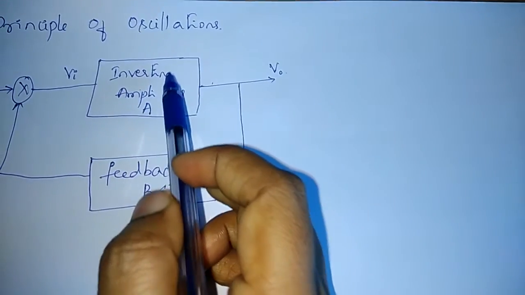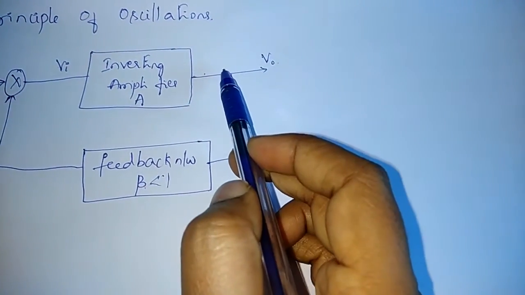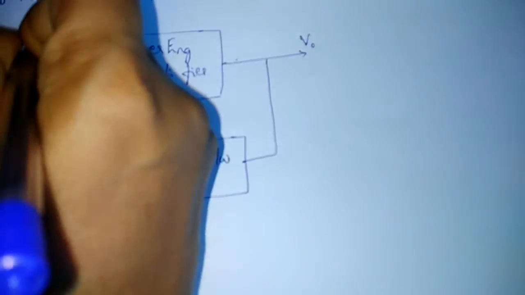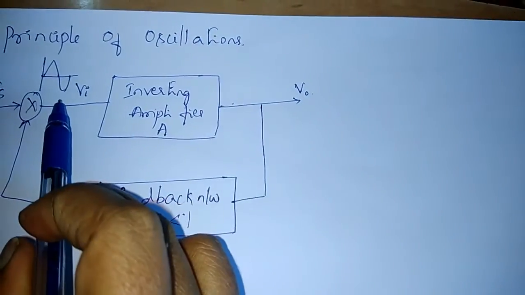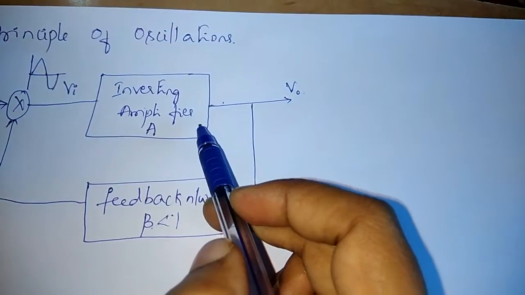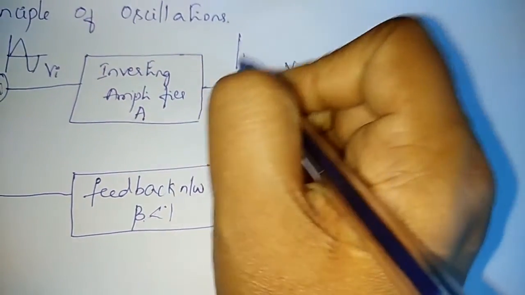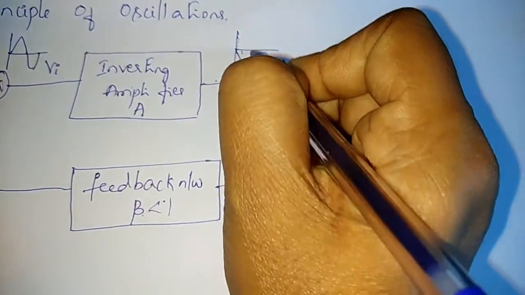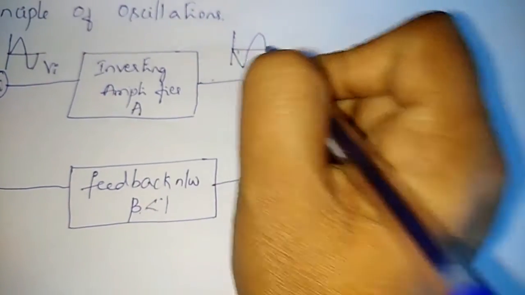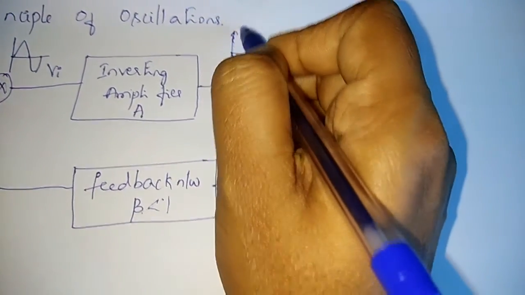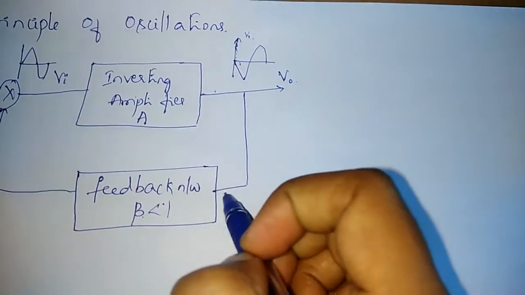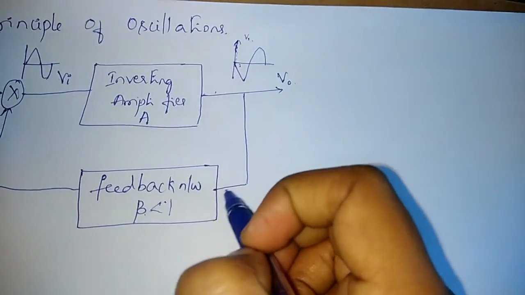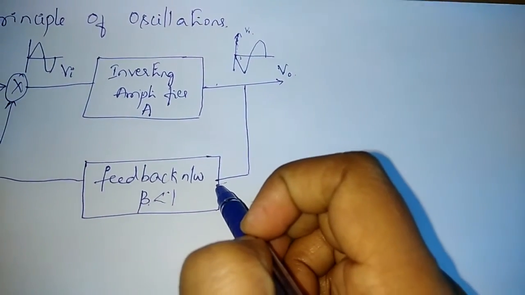Since it is an inverting amplifier, this will produce a phase shift of 180 degrees with respect to the input. This is your Vi input. With respect to this, the amplifier is producing a phase shift of 180 degrees, so your signal gets inverted. This is your V0. Now a portion of this is fed back to your feedback network as an input.